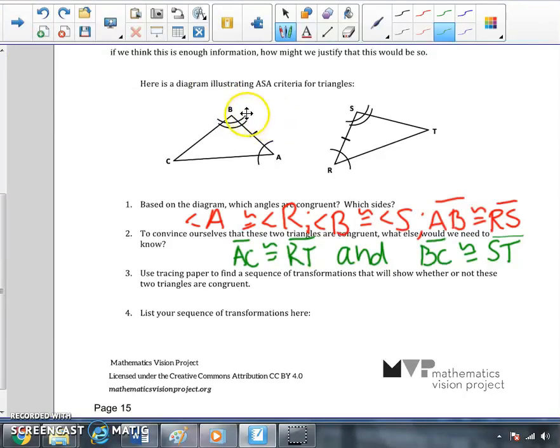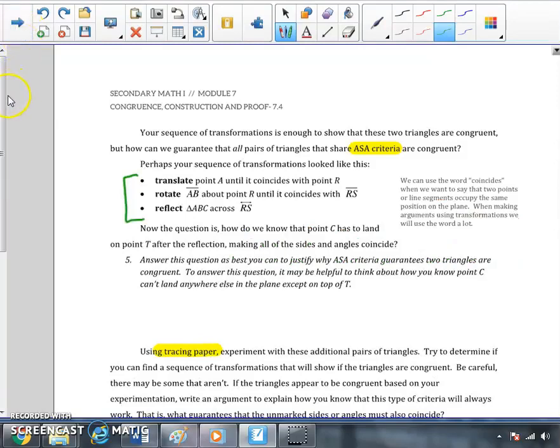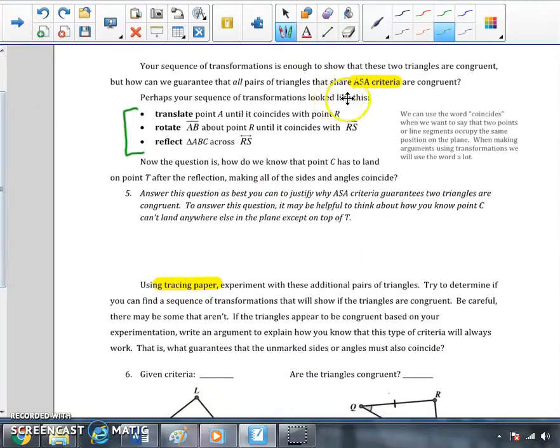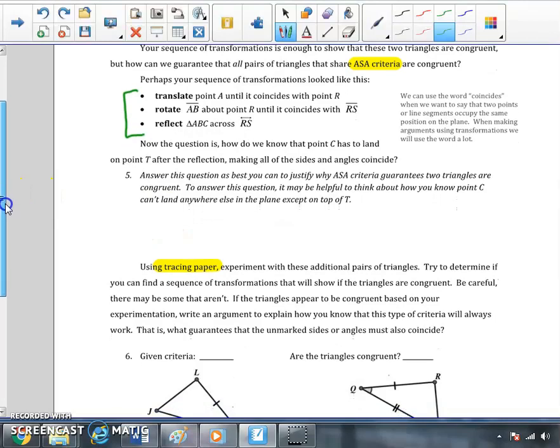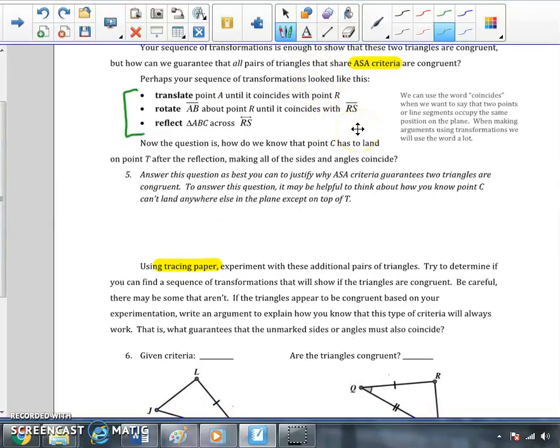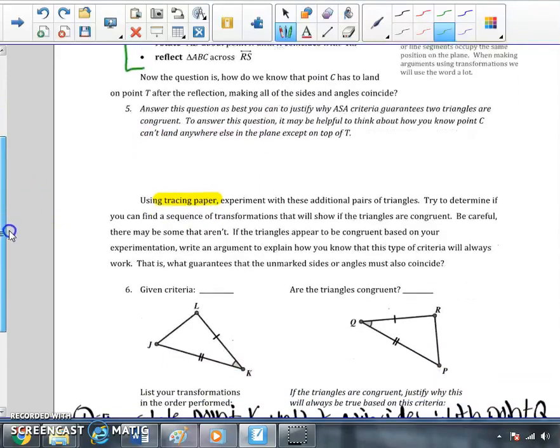So based on this, we can conclude that an angle, side, angle is enough information for us to say that 2 triangles are congruent. So if you look at the next page, I highlighted here the angle, side, angle criteria. We knew that because when we translated point A until it coincided with point R, and then we rotated line segment AB about point R until it coincided with line segment RS, and then reflected triangle ABC across RS, we noticed that they coincided, which means that we can conclude that they are congruent.